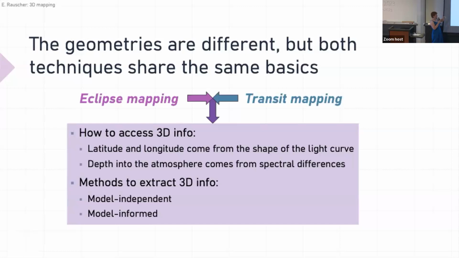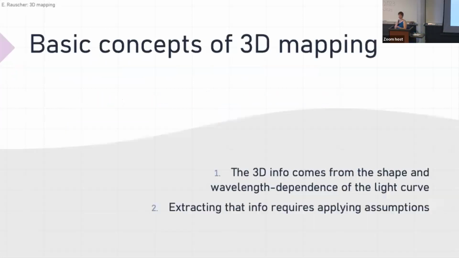And with both techniques, we have to think carefully about how we actually pull that 3D information, which is in the data, out, because we have to make assumptions. So before I jump into these exoplanet maps, I'm going to use some more historical examples of using eclipse mapping in other astronomical techniques, because exoplanets didn't invent this technique.